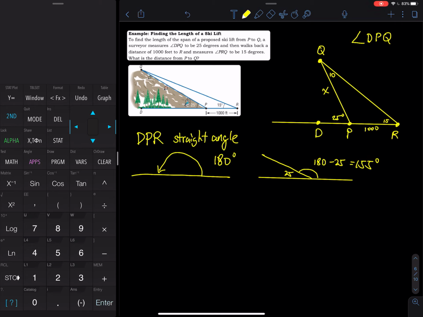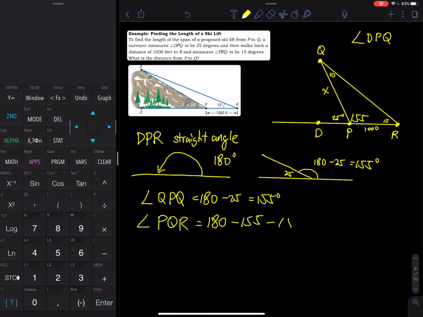So at this point, we can say two things. Number one, angle QPR is equal to 180 minus 25 equals 155 degrees. What else do we have? Do you see that there is a 10 over there? I put it there already. How do I get the 10? The 10 is angle PQR. That is equal to the sum of three interior angles: 180 minus 155 minus 15 equals 10. So the angle Q is 10 degrees.